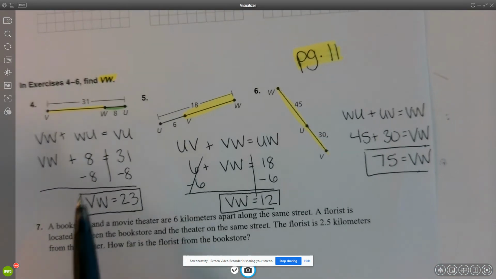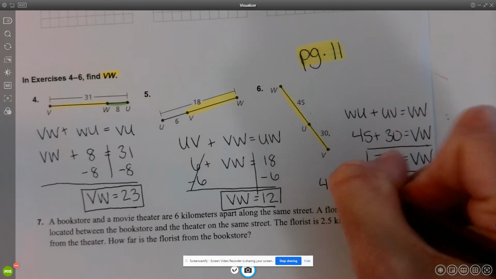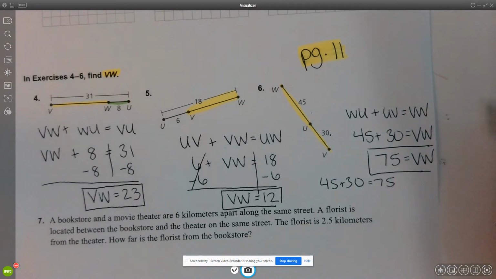And again, you might not have needed to set up each equation. As long as you're showing what math you're doing, that's fine. So if for your work for number 6, you put 45 plus 30 equals 75, that's fine as well.